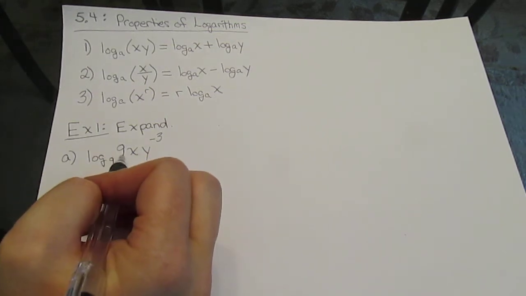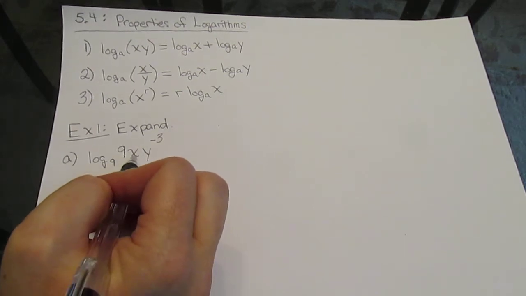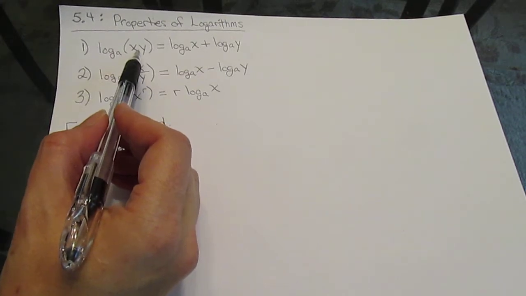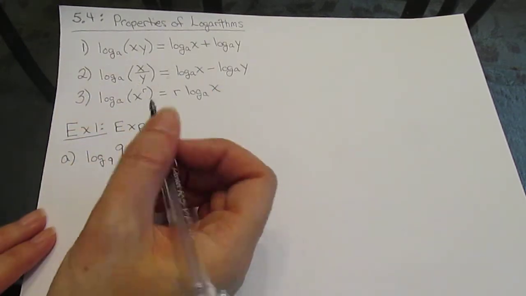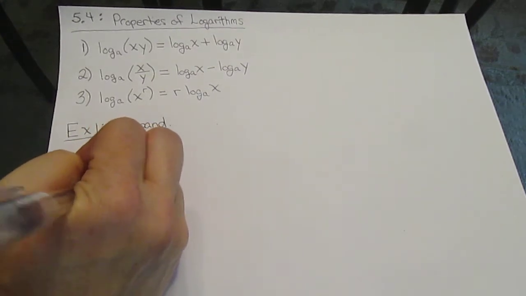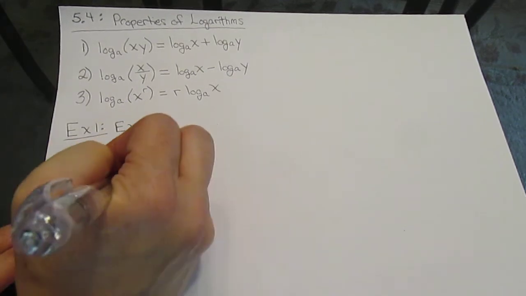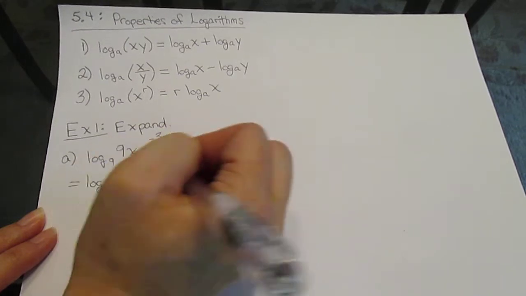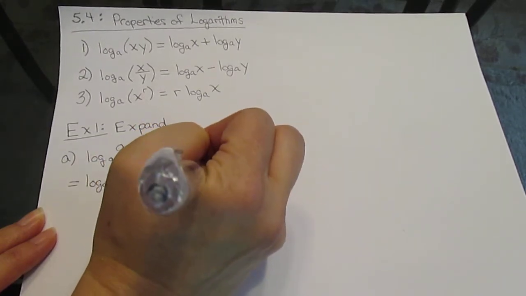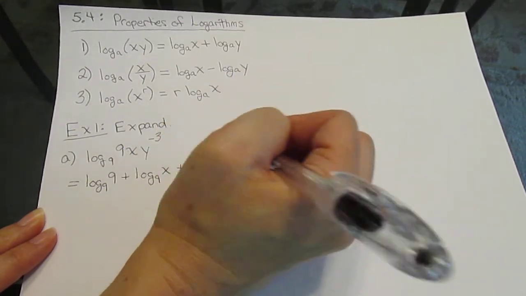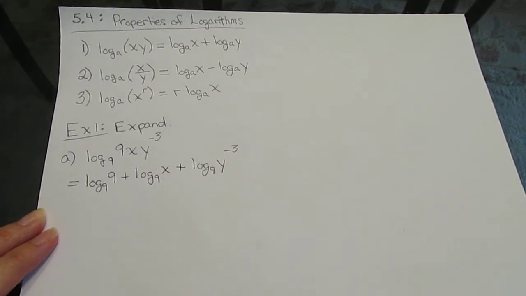All right, so we see that we've got 9 times x times y. So we can break them apart using the first property. We're going to use addition and break them all apart. So they're all going to have log base 9 in front of them, and then we've got log base 9 of 9 plus log base 9 of x plus log base 9 of y to the negative 3.